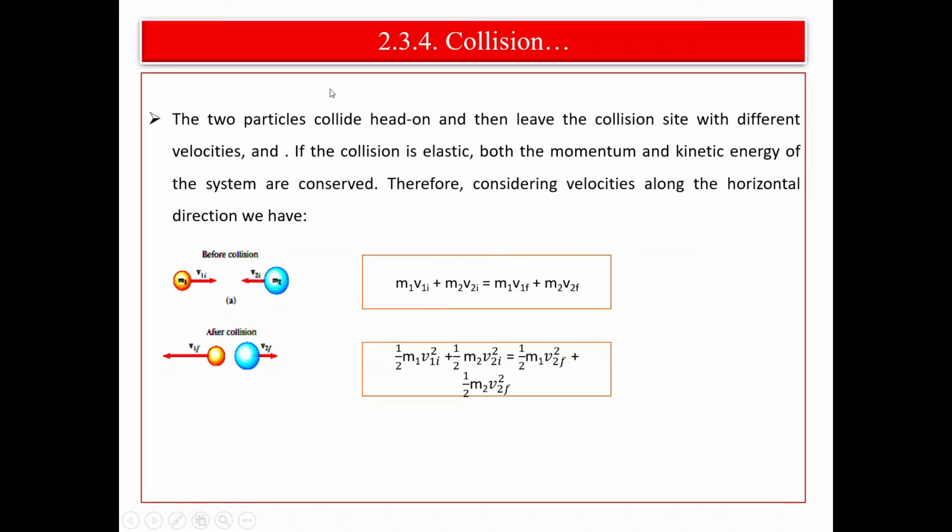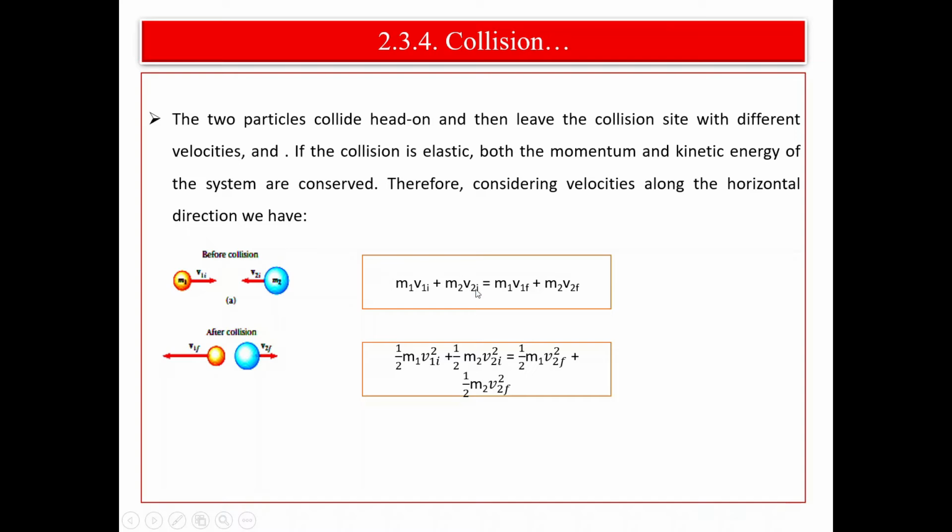Two particles collide head-on and then leave the collision site with different velocities. Consider these two particles: the first one is m1, the second is m2. The first is moving to the right with initial velocity v1 initial, and the second is moving to the left with velocity v2 initial. Then they collide with each other. After the collision, the first is moving to the left and the second is moving to the right, so they are in opposite directions.